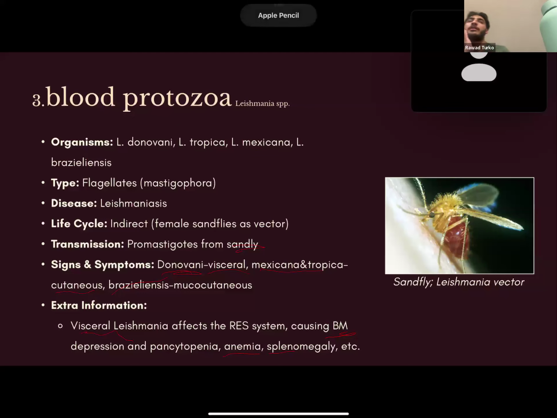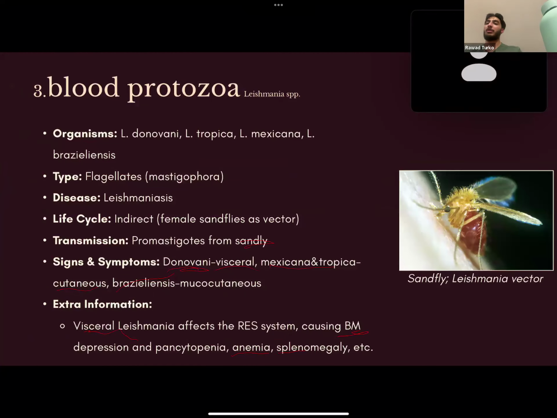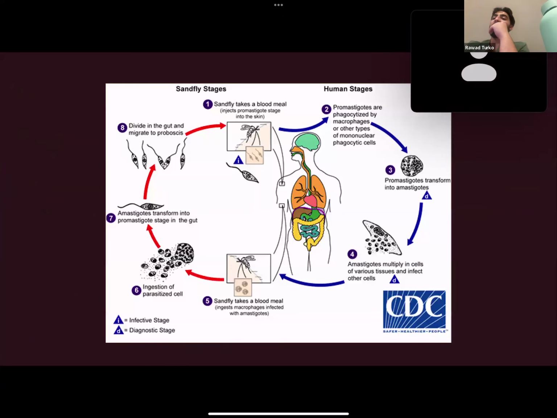So if you see a picture of a child with a distended abdomen, basically a sort of tummy, and they're telling you he was bitten by a sandfly, this is visceral leishmaniasis, because it's going to cause splenomegaly. And the splenomegaly is going to appear as a sort of bulge, so it's going to have some distension. Okay, this is the life cycle.